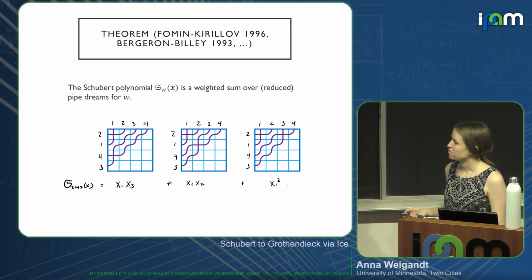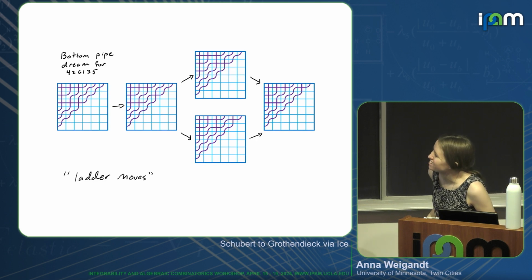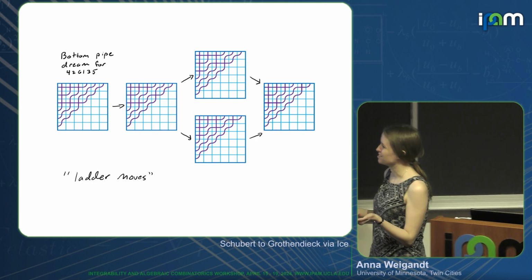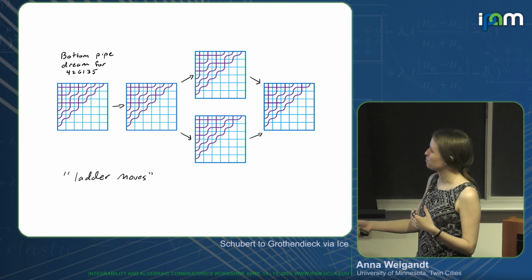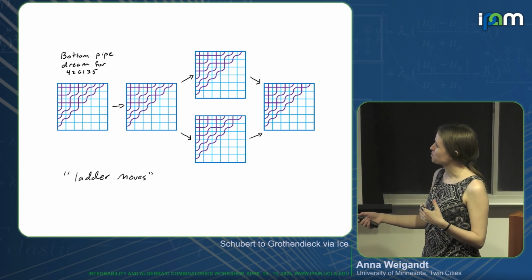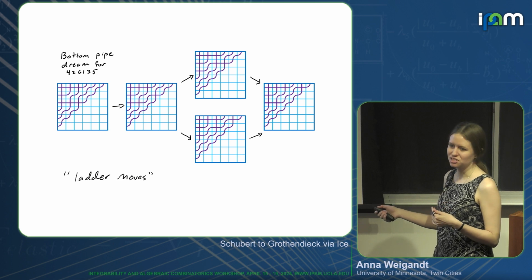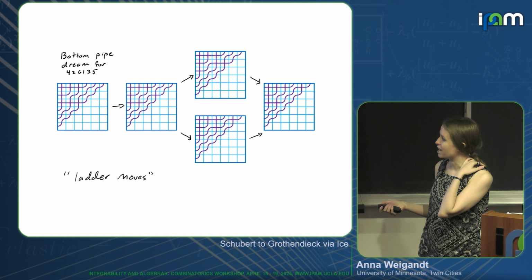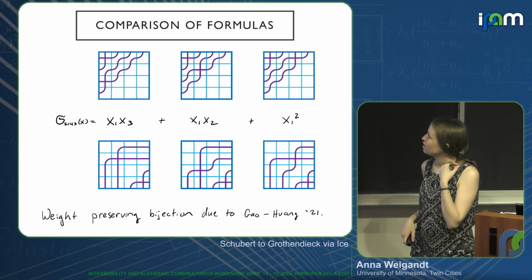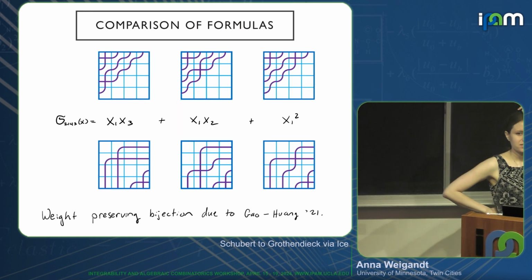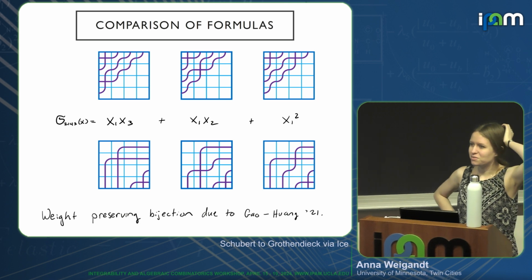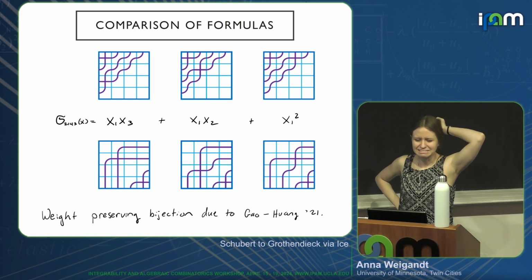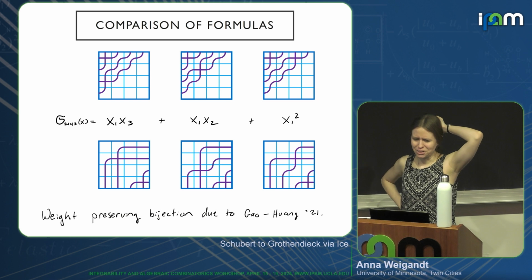Okay, so we have 2 formulas. Oh, yeah, okay, there's these ladder moves that you can do. Again, you can start from an initial pipe dream, and you can iterate some moves to generate the rest of them. And these are Bergeron and Billey's ladder moves. Okay, so there's 2 formulas. We should be able to compare them and sort of see, they're giving the same polynomial.